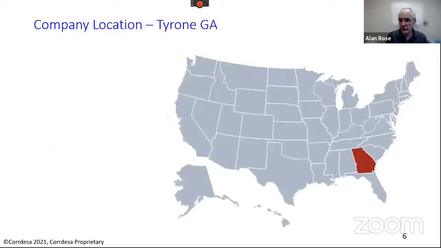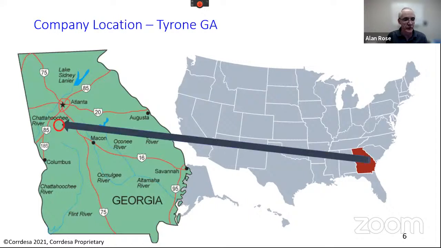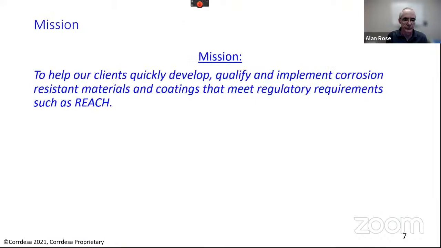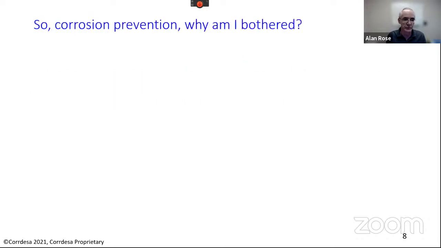So here we are, there's Georgia State, and we're just a few miles away from the airport. Okay, so we're a small company, but we have a mission, and our mission is to help our clients quickly develop, qualify, and implement corrosion-resistant materials and coatings that, at the same time, meet the regulatory requirements. I'm going to show you how we use our computational tools to reduce this development time. So we really leverage them, and that's where we bring something different to the table.